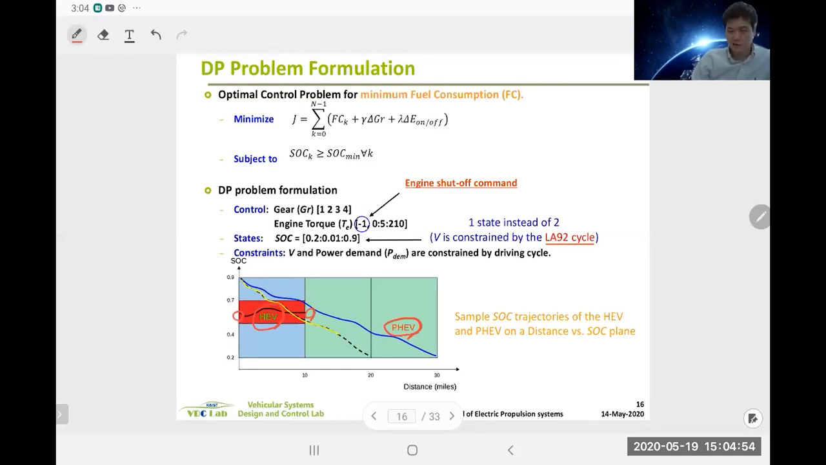But a plug-in hybrid mainly uses the battery as the main power source, and you can deplete the battery. So it starts from 100% or 90%, and then you use that battery energy to drive the vehicle, and at the end of the cycle, at the end of the trip, you just need to make sure SOC is above 20% or something like that. And then you need to switch to hybrid mode, charge sustaining mode.